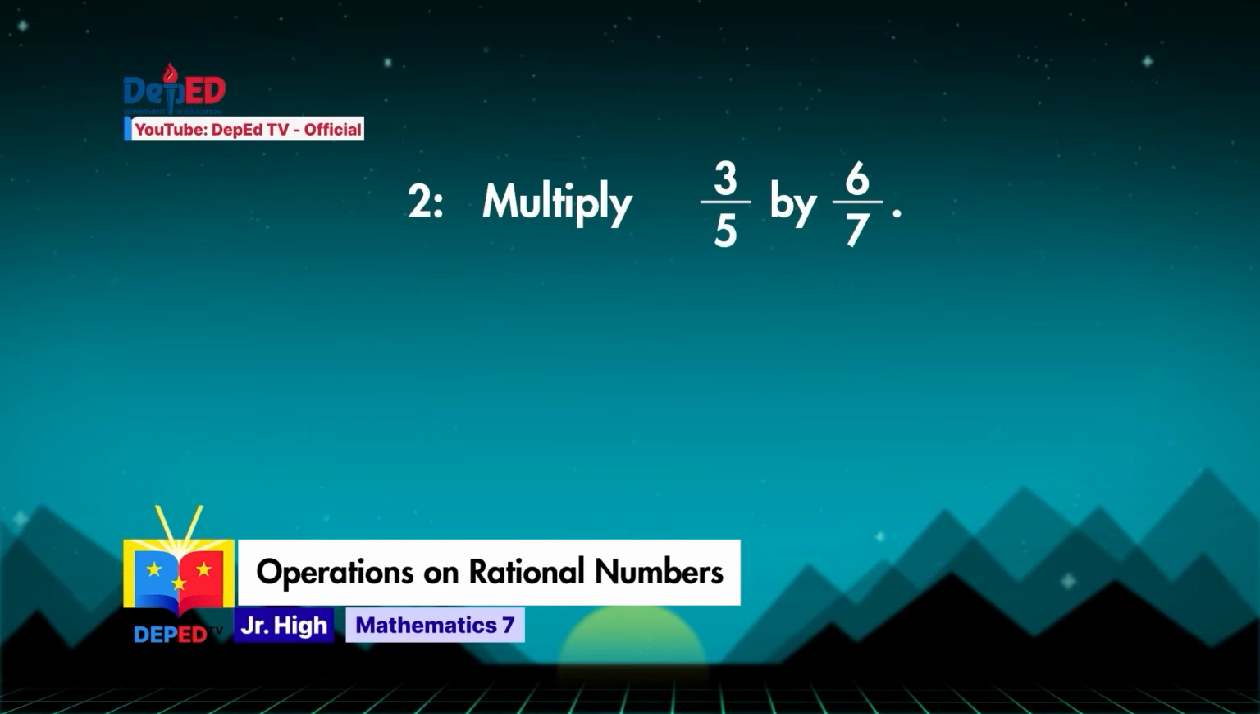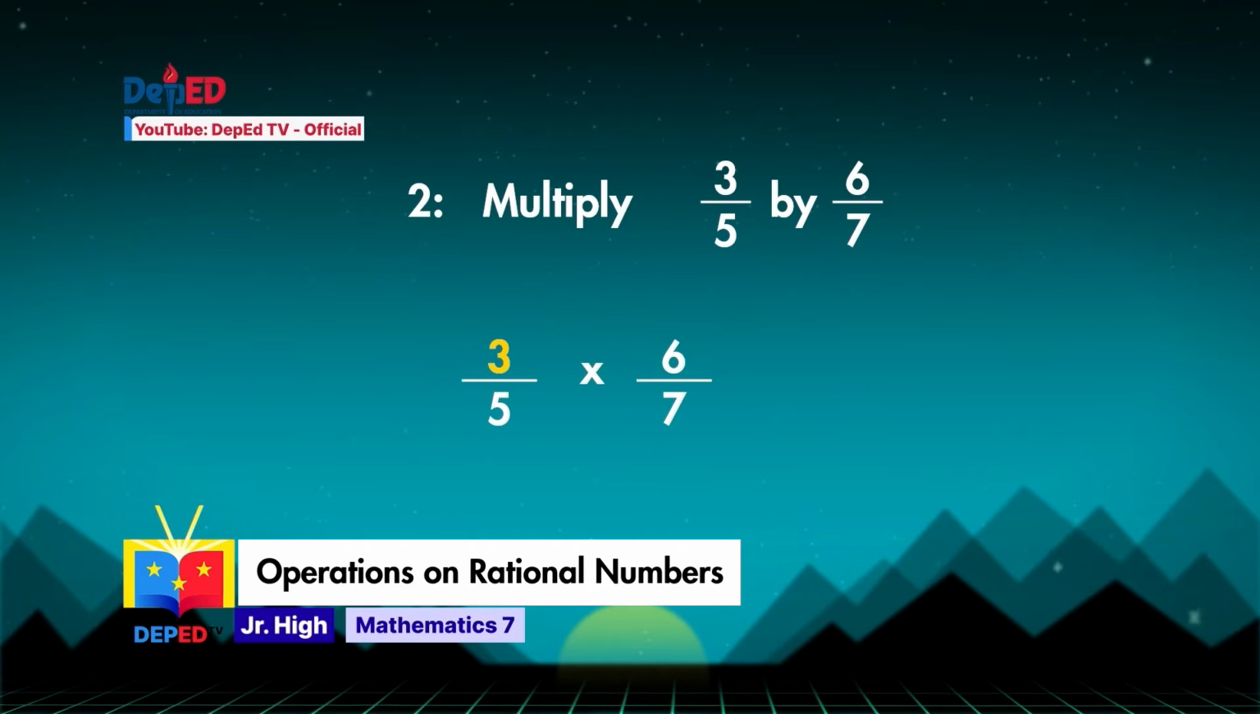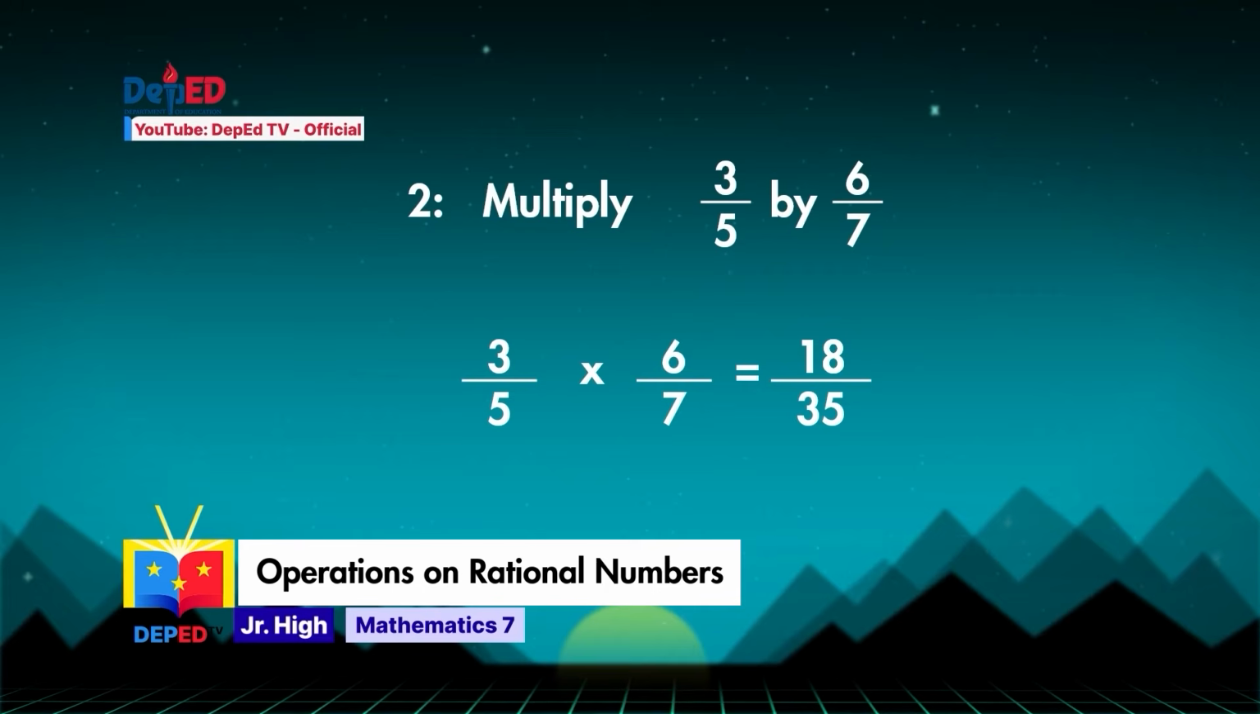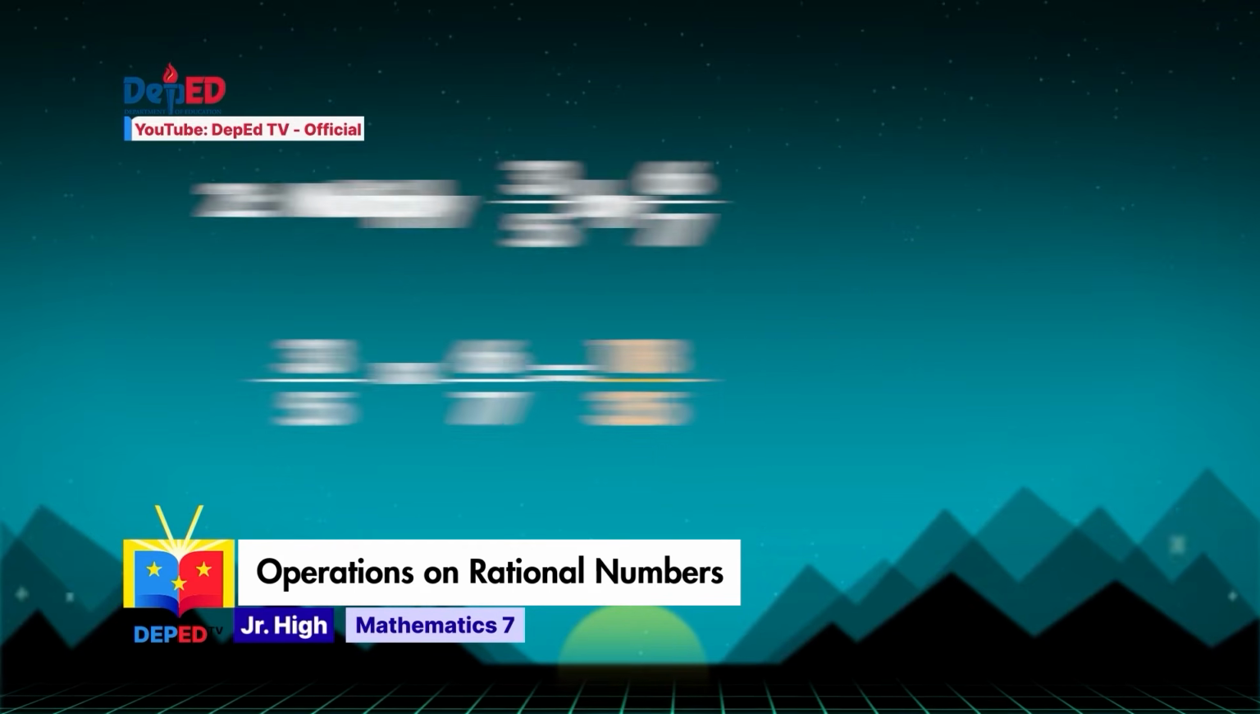For the second question, we simply multiply the numerator by the numerator of the other fraction, then the denominator by the denominator of the other fraction. 3 times 6 is 18, and 5 times 7 is 35. The correct answer is 18 over 35.